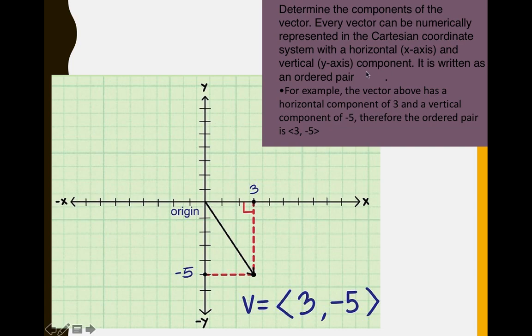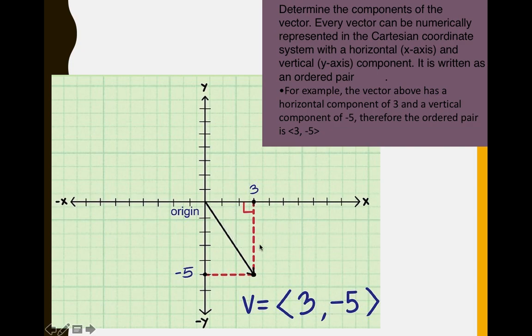Okay, it is written as an ordered pair in the Cartesian coordinate. So every vector can be numerically represented in the Cartesian coordinate. This is a Cartesian coordinate plane with the horizontal x-axis and the y-axis component, and it is written as an ordered pair, that is, the x coordinate and the y coordinate.